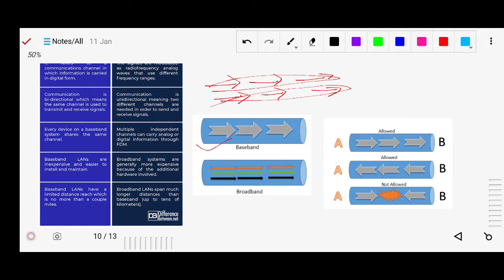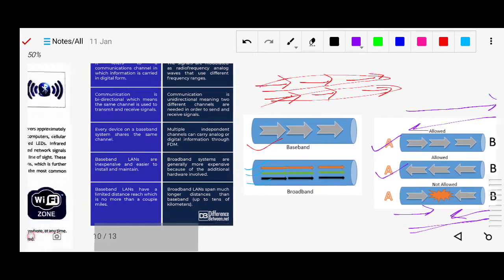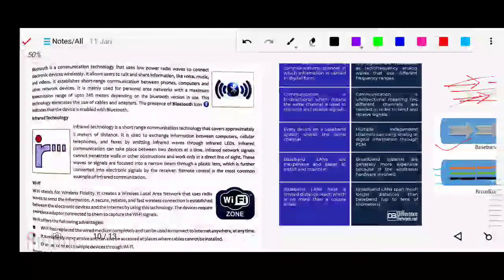But in the case of broadband, you can see multiple signals are being sent. So this kind of signals are allowed. In the baseband, either they are sending in this way, or the signals are coming in this way, but sending and receiving at the same time is not possible in the case of baseband. So these are some quick revisions of this.